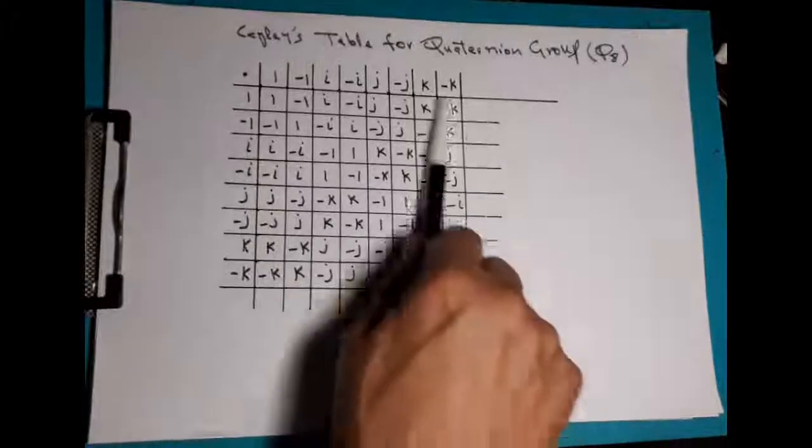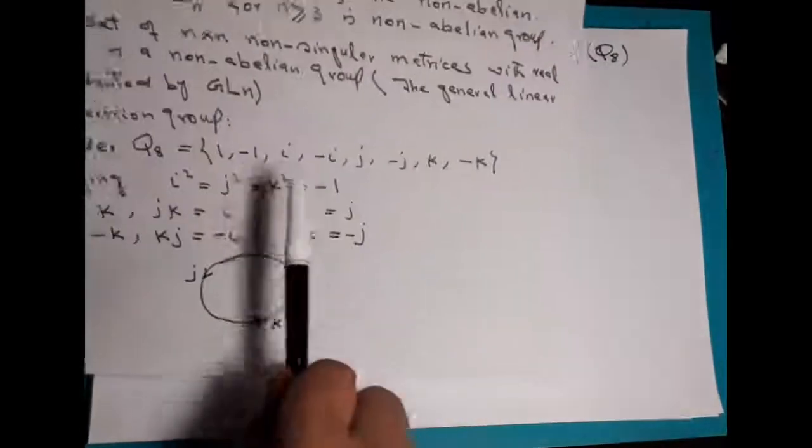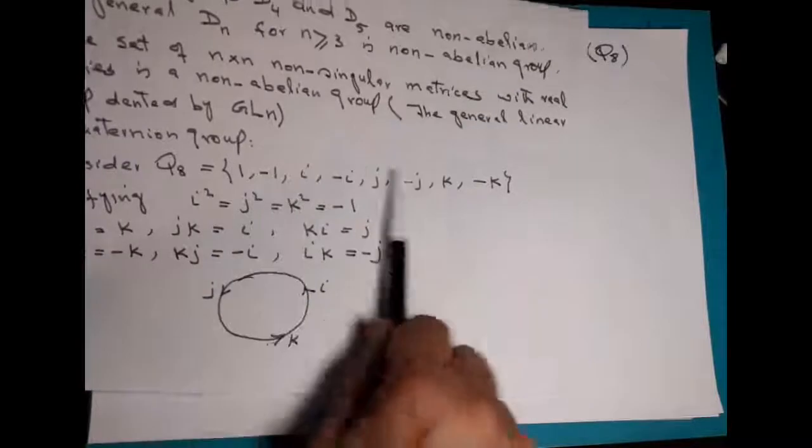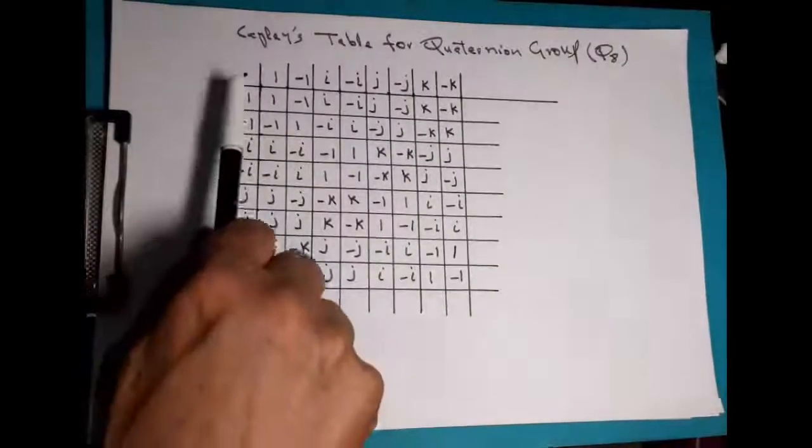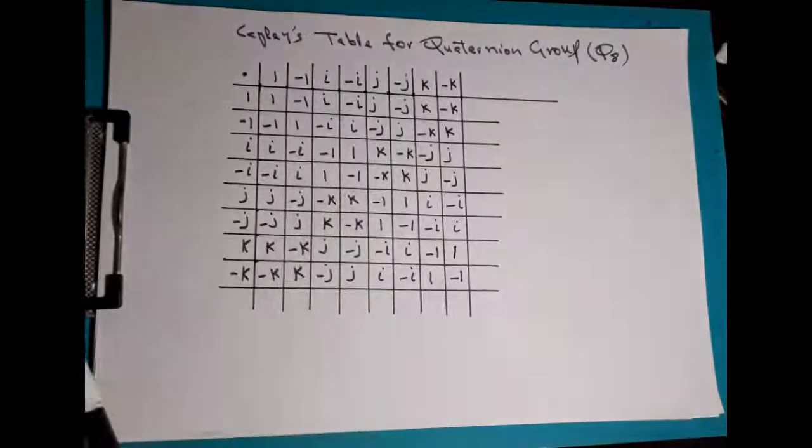There is no new element. All the elements are from this particular given set. So this set is closed under multiplication defined by the Cayley table.